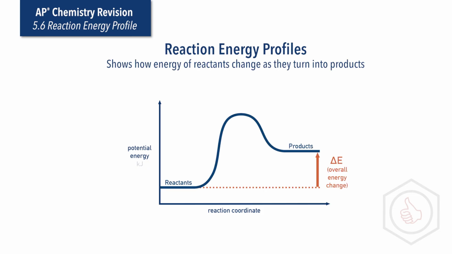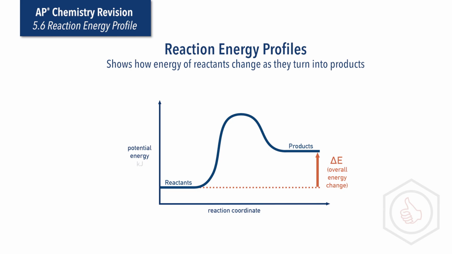A reaction energy profile is a graph that shows how the potential energy of reactants changes as they turn into products. The x-axis shows the reaction coordinate, so halfway from reactants to products, and the y-axis shows the potential energy of the system. When a reaction occurs, reactants don't simply instantly turn into new products. They have to change. Bonds in the reactants get broken before new bonds in the products can be formed. As a result, the energy of the reactants changes as they get converted into products.